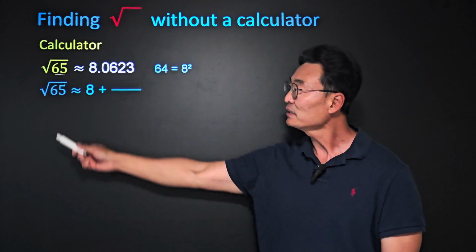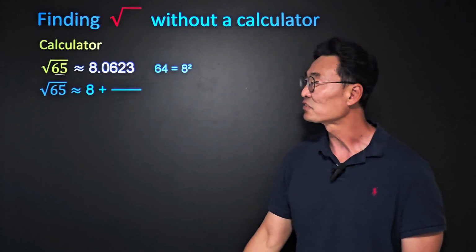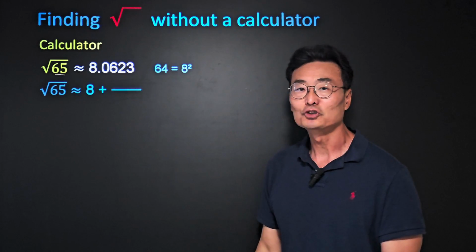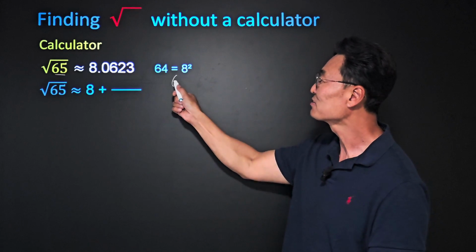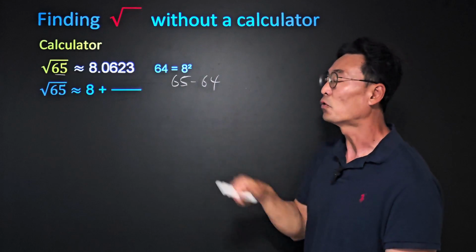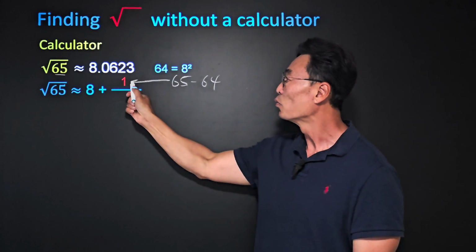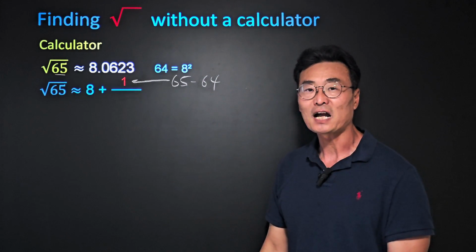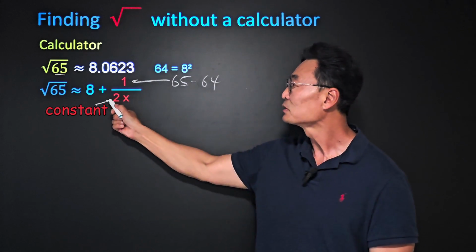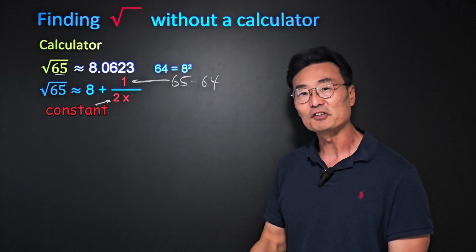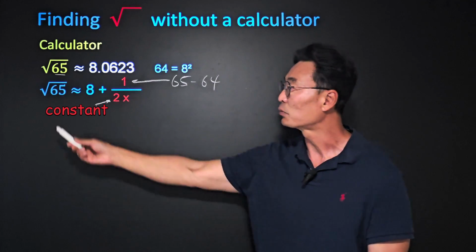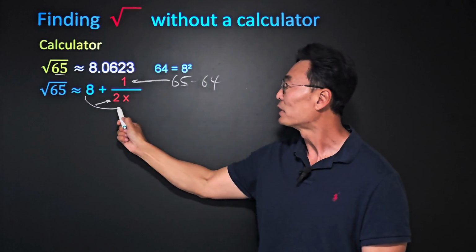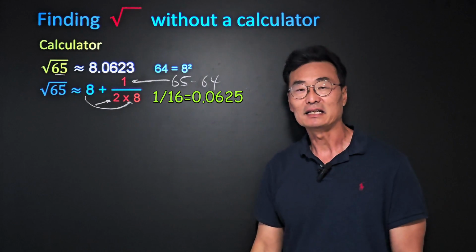So, to find the square root of 65 without a calculator, we're going to start by saying 8 plus, and on the top, or the numerator of the fraction, we take the 65, subtract 64, and we get 1. So we'll put the difference on the top. In the denominator, or the bottom of the fraction, we put a 2, which is what we call a constant, meaning it's always going to be 2, regardless of the number that we're taking the square root of, times the number that's right here, or 8 in this case.